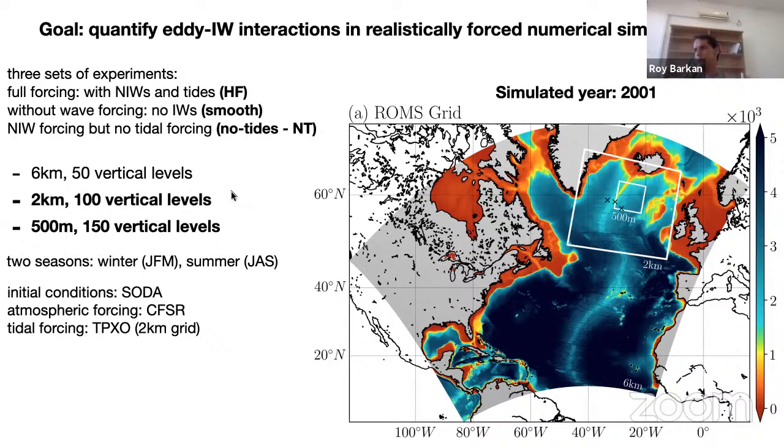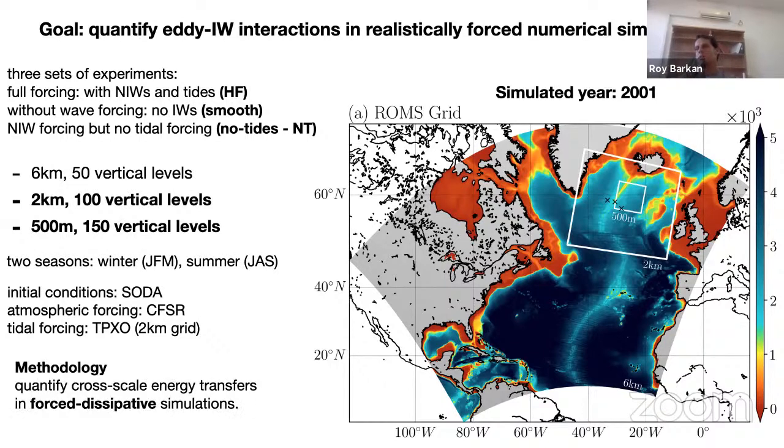All of these solutions were run across resolutions, and what I'll talk about mainly today are the 2-kilometer and 500-meter results. These were run for a year after equilibration, and I'll focus on winter and summer months to contrast different seasons. I'd just like to point out that the general methodology is that we're looking not at an initial value problem, but more at a forward dissipative type approach, and we try to quantify the cross-scale energy transfers in these various sets of experiments.